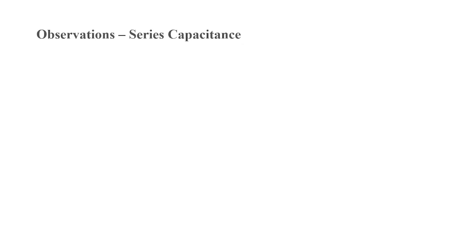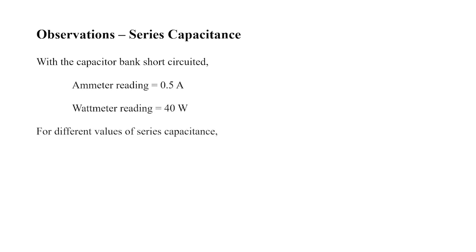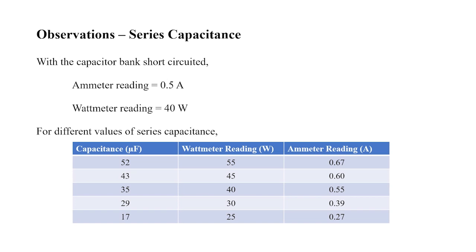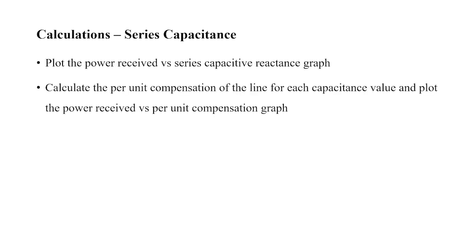Now let's connect the maximum series capacitance and increase the load until the original voltage conditions are met. Then take the current and power readings. And we have to repeat this process for different values of capacitances. These are the readings that we have obtained for the two cases, with the capacitor bank short-circuited and with the capacitor bank connected in series. Please add this to your observation sheet. So these are the calculations that you need to do under the series capacitance test.